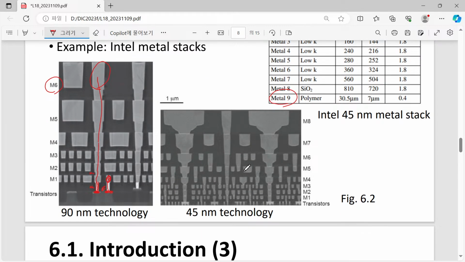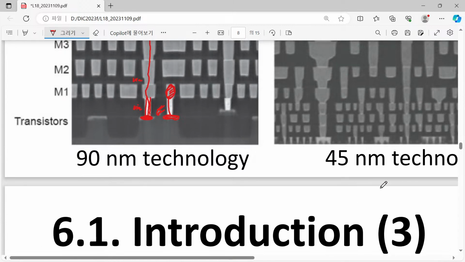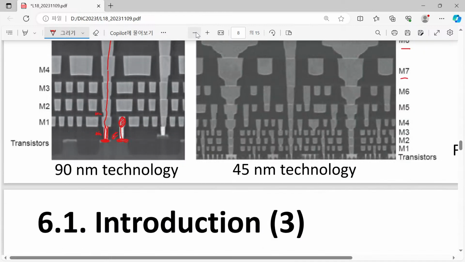And when you go to 45 nanometer technology, the situation becomes more complicated. Yes, now we have more and more lines. And where can you find transistors? Yes, still you can find transistors, but I'm not quite sure I can point it out correctly. Okay, somewhere here we have small transistors, and it is not that visible in this case.